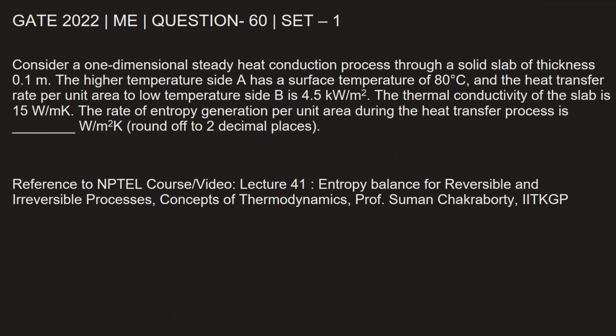So the answer that we get is rate of entropy generation per unit area during the heat transfer process is 1.184 watt per meter square Kelvin. If you want to round it off to 2 decimal places, you can write the answer as 1.18 itself. And we can see that we are being asked it per unit area, and therefore we took the value of area as 1 meter square.